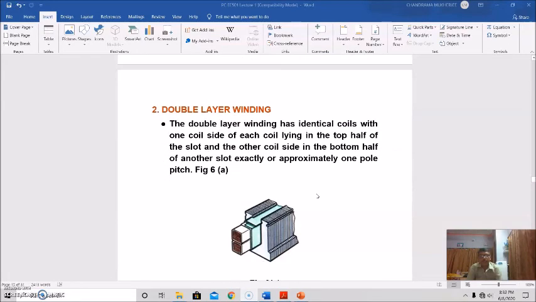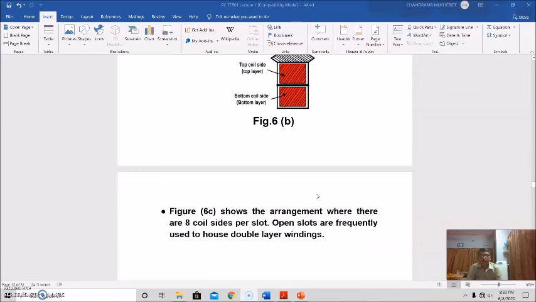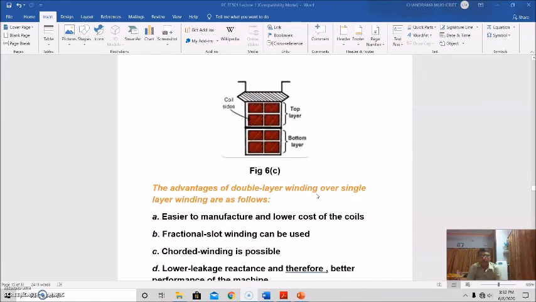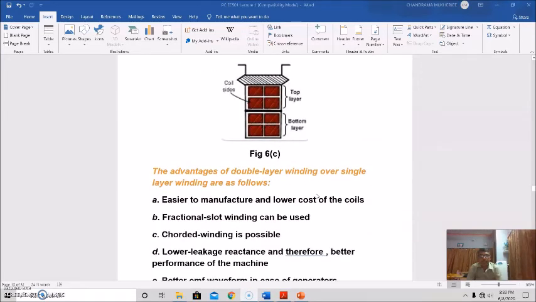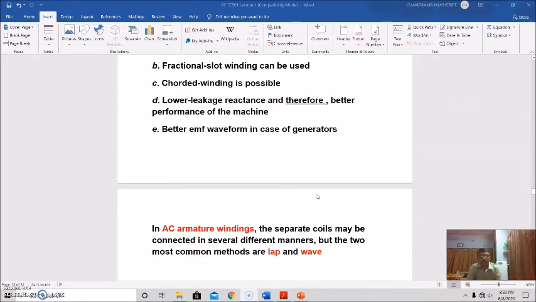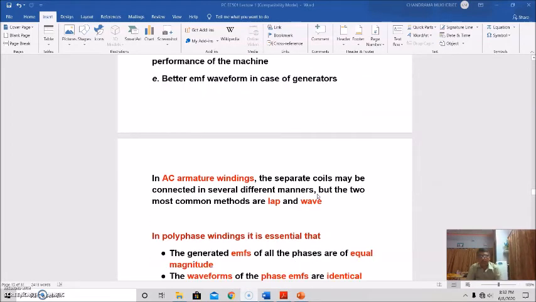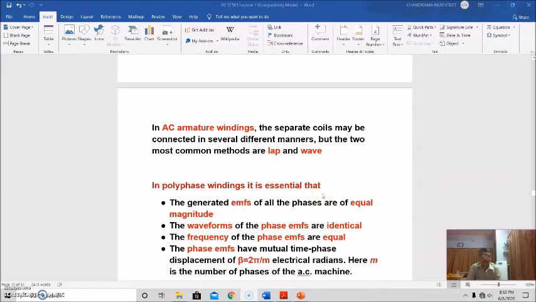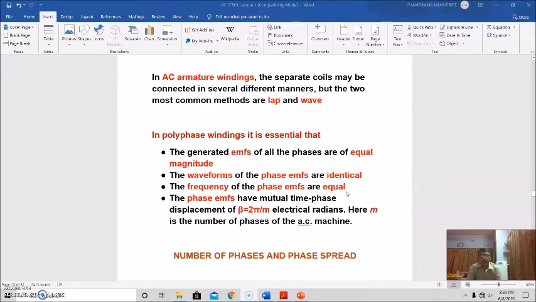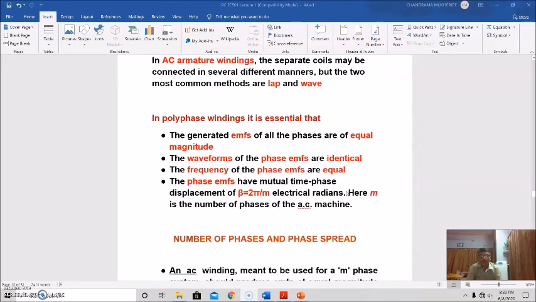Then we come to their advantages over one another, and where single layer winding or double layer winding is used, and what is essential to remember for AC windings for polyphase.